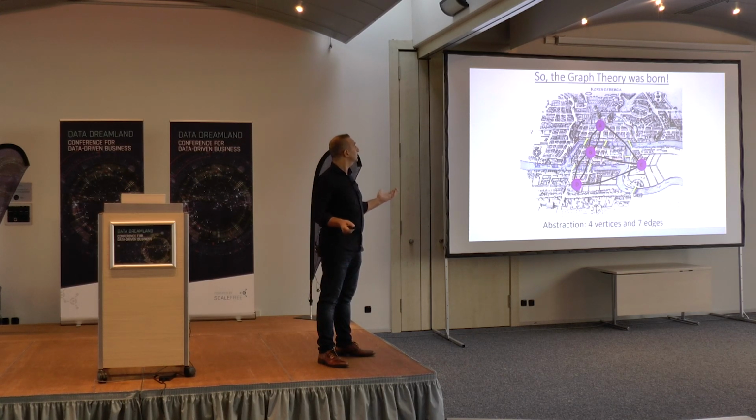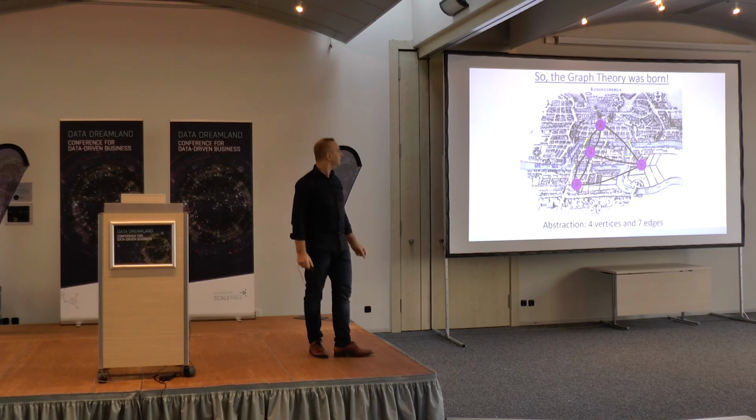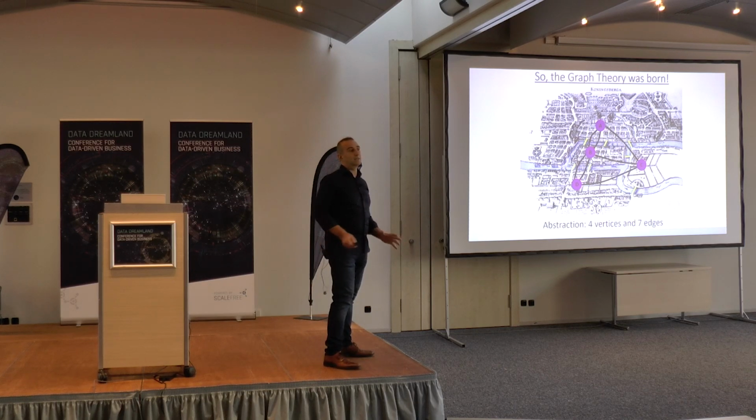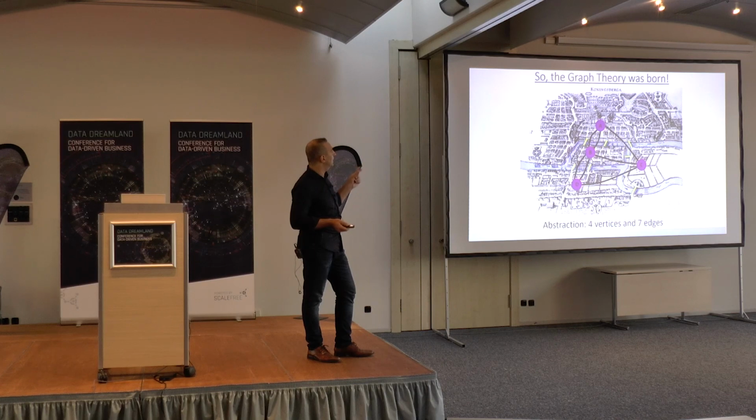Okay, so the graph theory was born. So basically, the idea is that Euler said, okay, instead of running all the time in the city, I just use pen and paper, and I just make a schema, so an abstraction. I create 4 vertices, so vertices are these violet balls, and 7 edges, like 7 bridges. And then this way, he could focus on the solution of the problem directly on paper.